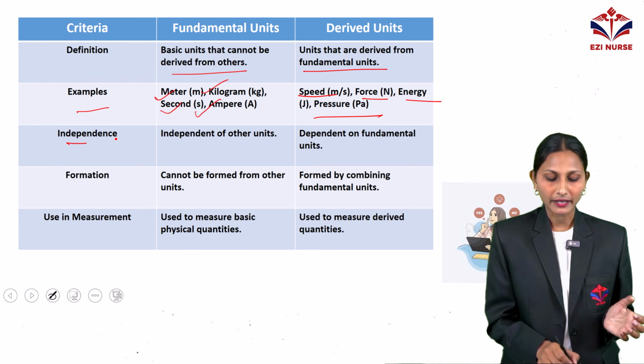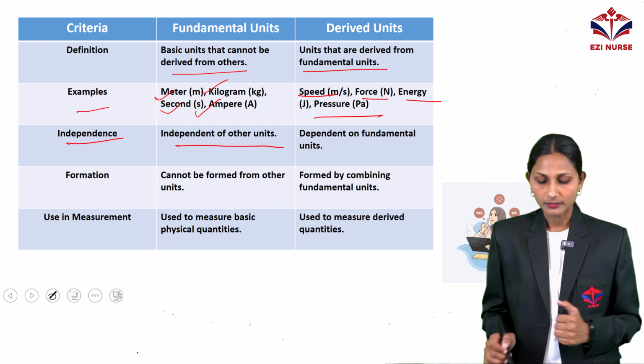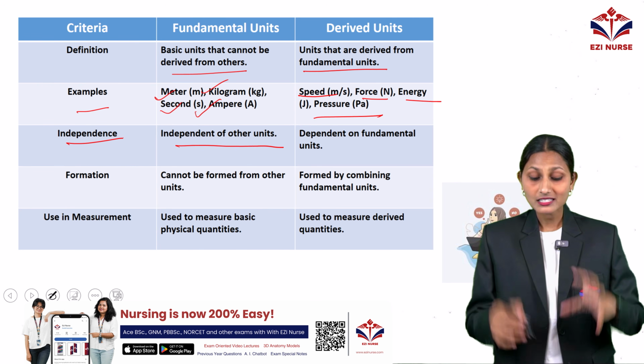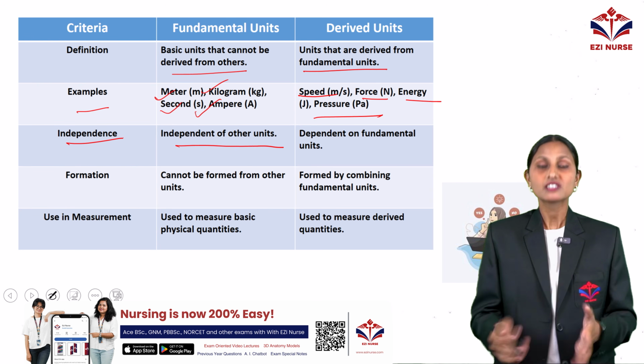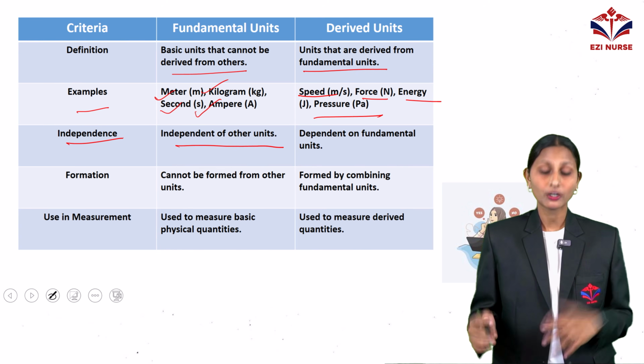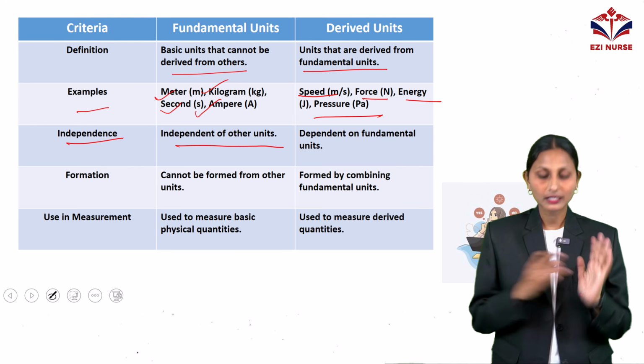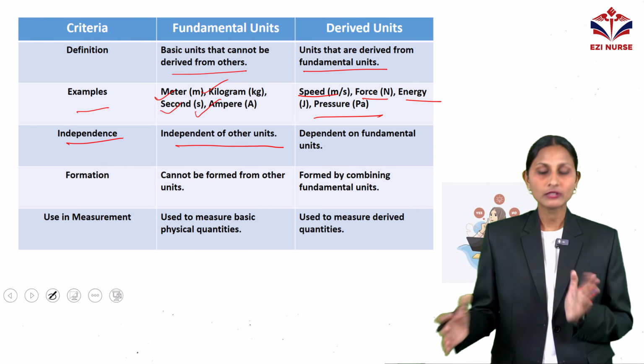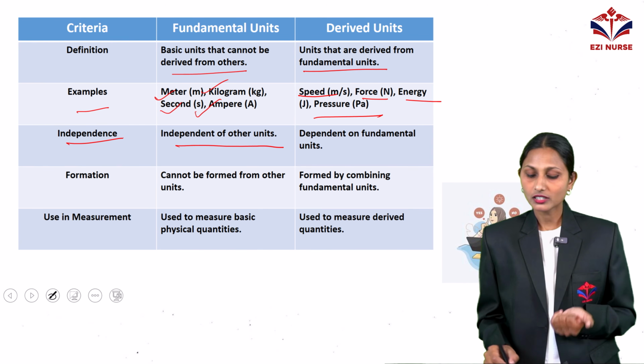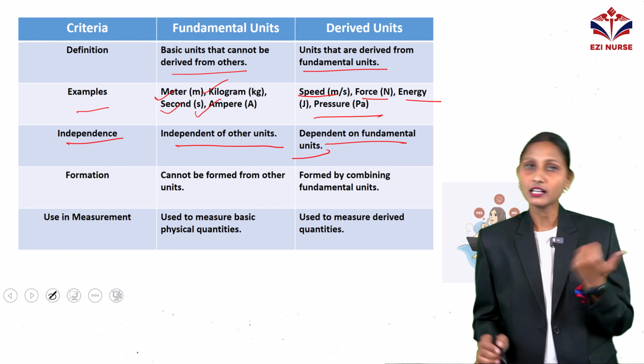Next one is independence. A fundamental unit is independent of other units. It does not depend on anyone. It has its own unit and does not depend on any other unit, unlike a derived unit. The derived unit is dependent on the fundamental unit.